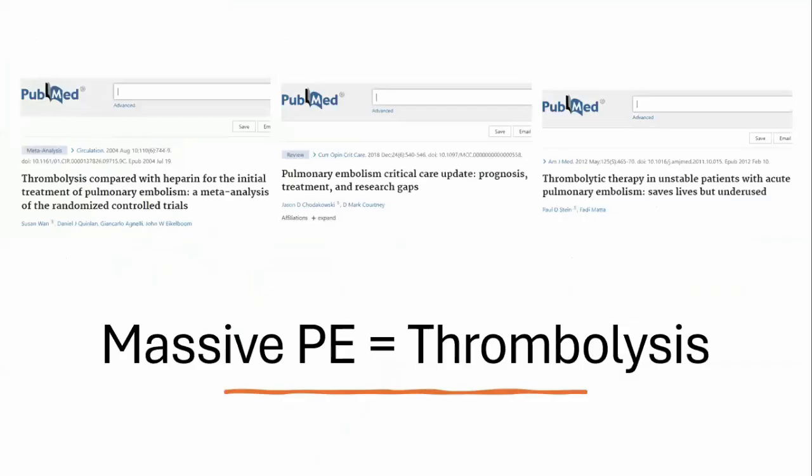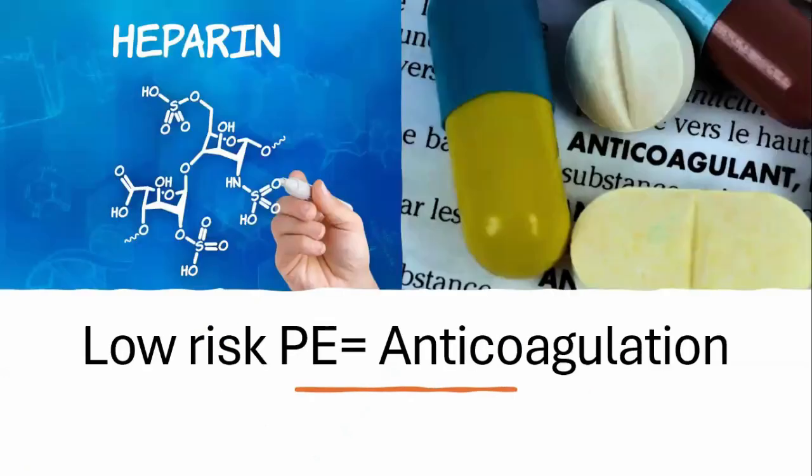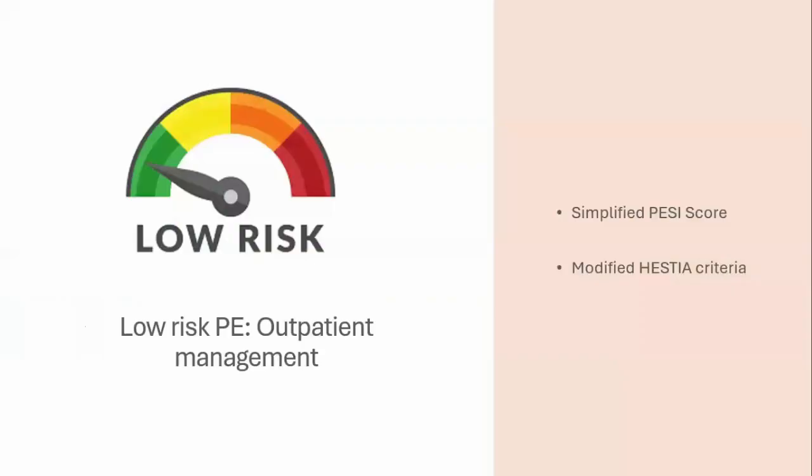For evidence, we know in massive PEs, we thrombolyse. That is the standard of care. Low-risk PE patients, we anticoagulate them. In emergency medicine, this is not really for us. This will be for your patients that are admitted to internal medicine, where they can look at things like the simplified PESI score and the modified Hestia criteria.